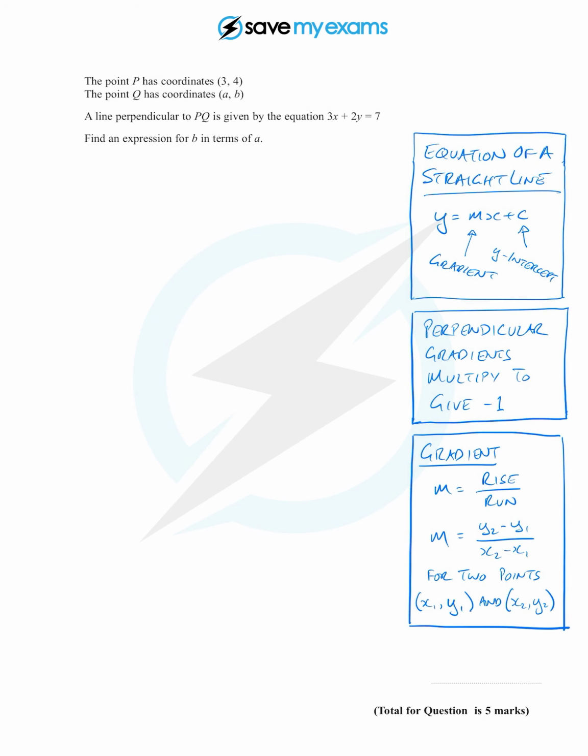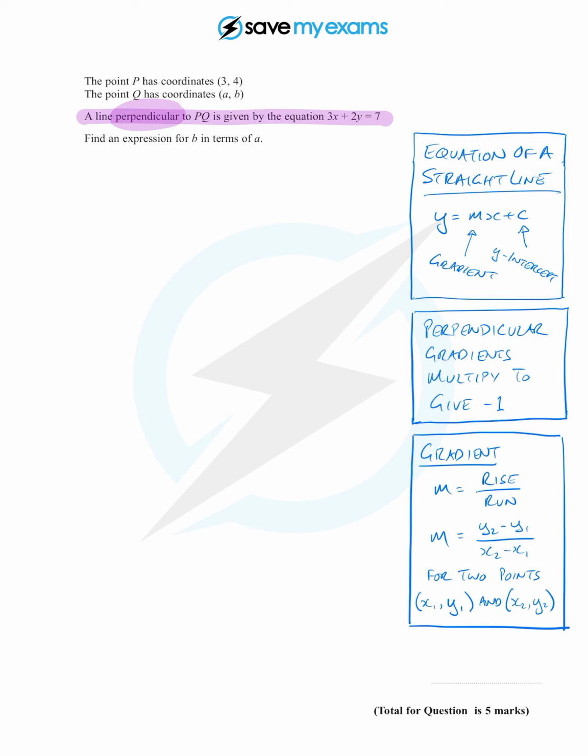So we're given the coordinates of a point P, that's (3, 4), and the coordinates of a point Q, that's (A, B). We're also given a line perpendicular to PQ and its equation, which is 3x plus 2y equals 7. Okay, let's think about what that means. If it's perpendicular to PQ, we know something about perpendicular lines. Look at the second blue box down here. We know that perpendicular gradients multiply to give -1. So I expect we're going to have to use that.